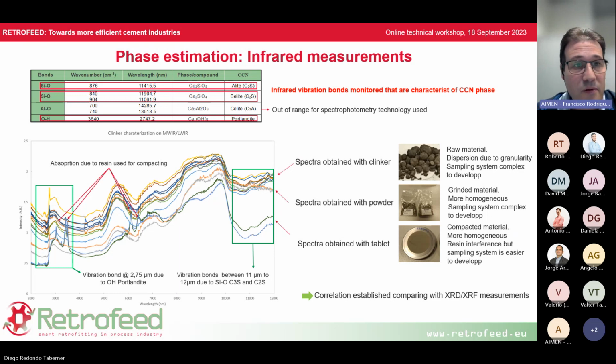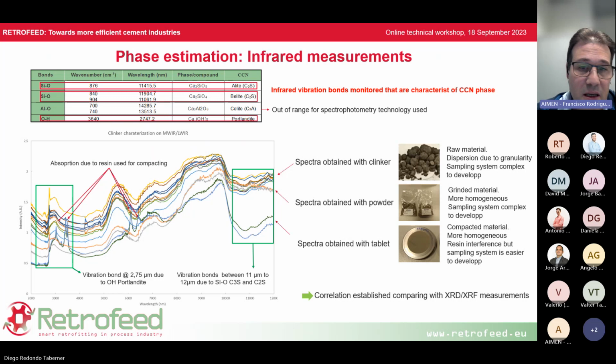So here you can see on the top of the slide that there is a different wavelength that are characteristic of different phases, in this case C3S, C2S, and Portlandite. And in the bottom, you can see the spectra we have obtained with different kind of samples. What is very important here to point out is that the state and the format of the different samples has an influence on the distribution and the dispersion of a measurement.